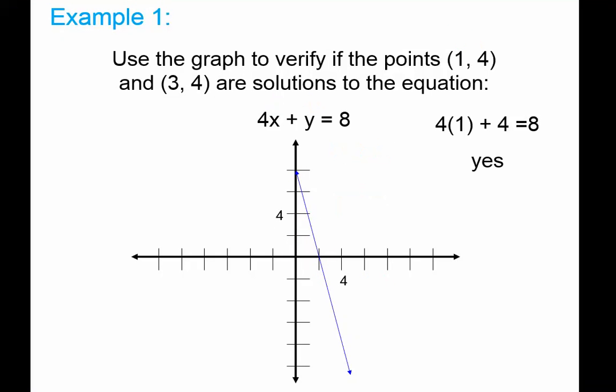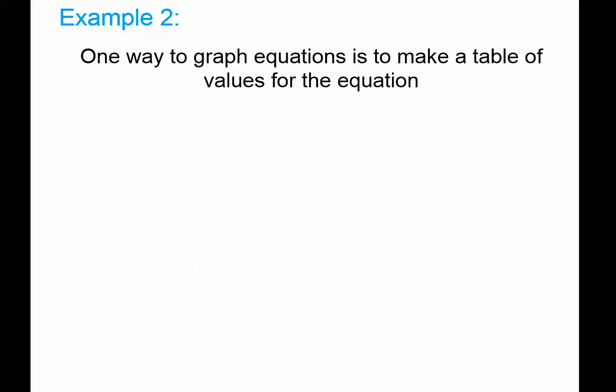So for 1, 4, if I plug in 1 for x and 4 for y, 4 times 1 is 4 plus 4 is 8, and 8 equals 8. That's a true statement, so therefore 1, 4 is a solution. That's sort of the algebraic proof. For 3, 4, 4 times 3 is 12 plus 4 is 16, and 16 does not equal 8. So that is not a solution. So notice that anything we can do algebraically, we should be able to also represent graphically. So there's a graphical approach and an algebraic approach, and I say use them both. Okay, so that's one of the subtopics.